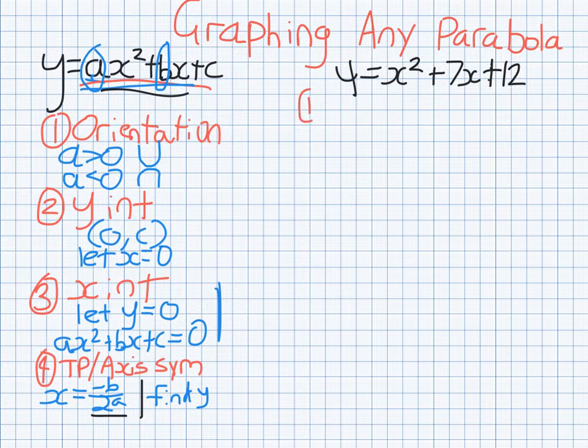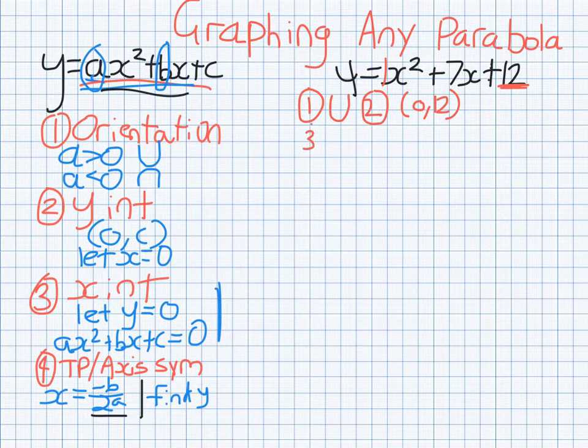So firstly, the number in front of x squared, if nothing's written, is 1. That's obviously positive. a is positive because it's 1. So that means the parabola is going to be a smiley face. Secondly, the y-intercept. If I let x equal 0, then y will be 12. This is the value of c, so the y-intercept is going to be (0, 12).